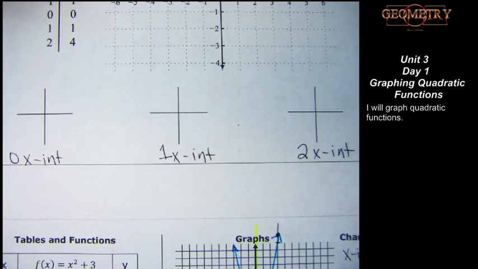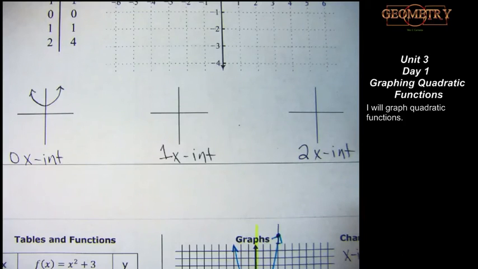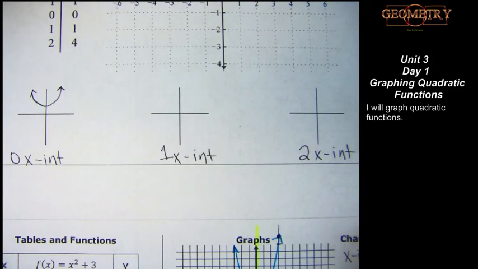What does the graph have to look like for there to be no x-intercepts? It's going to be floating on the bottom, or it's going to be floating on the top. Okay, so draw your favorite one of those. I like that one because it looks like he's smiling really big.